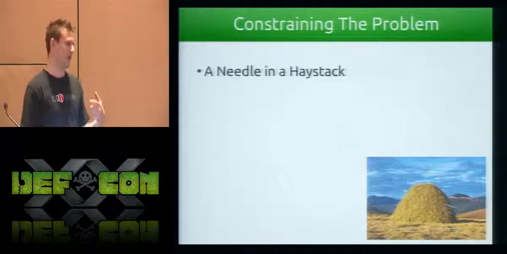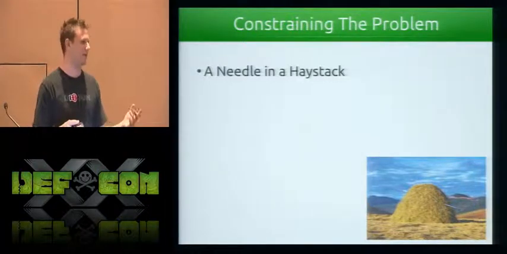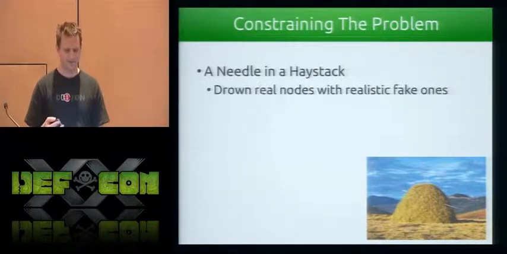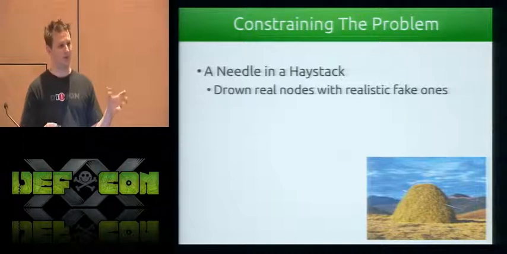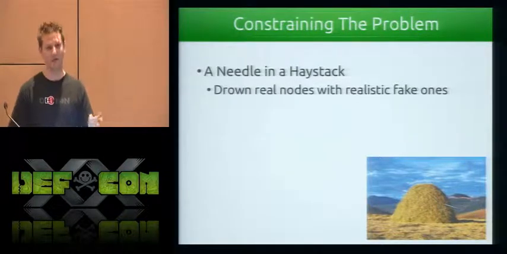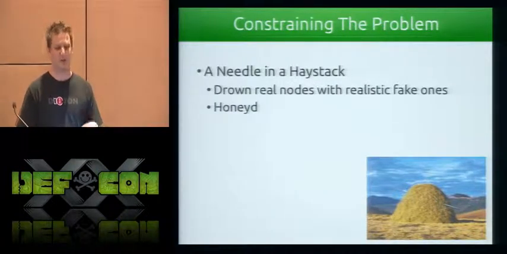So we're going to try to make finding your real network nodes in some private network like finding a needle in a haystack. A picture of a big needle inside of a haystack. So what we're going to do is drown out the real nodes of your network with realistic-looking fake ones. I say realistic-looking only from the network perspective, but not necessarily from other ways.